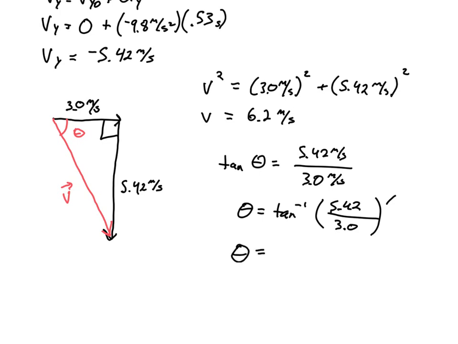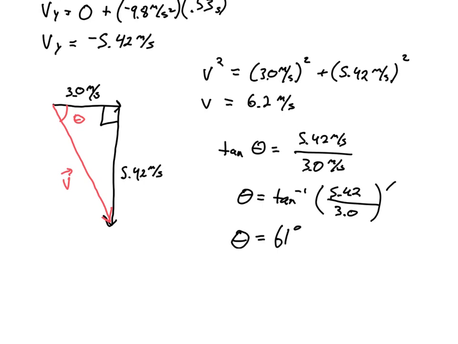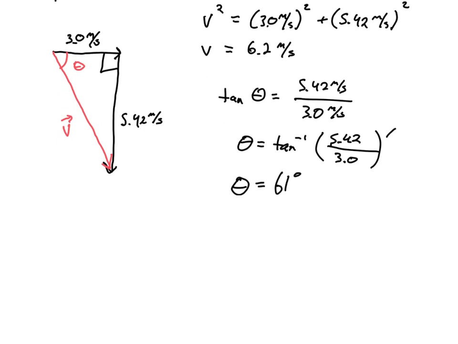Good time to check here that our calculator's in the mode we think it's in. I'm going to report this answer in degrees, so I'm going to double check that the calculator's in degree mode, and then enter this calculation, and I get 61 degrees. And so last thing we do on these is we state the velocity vector all at once. The final velocity as a vector is 6.2 meters per second at 61 degrees, and let's call that below horizontal.